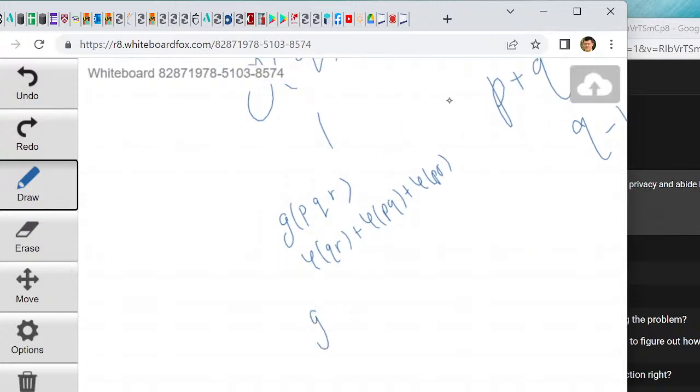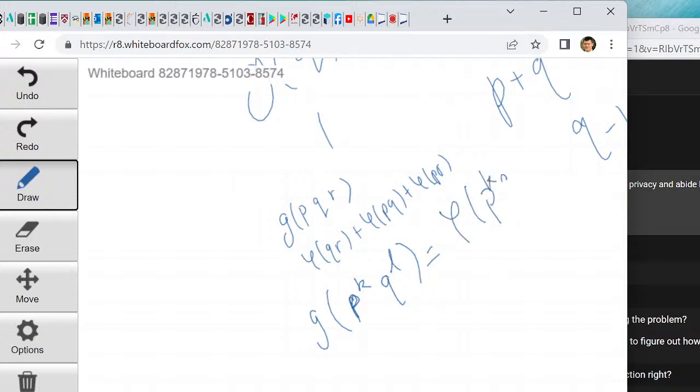If you had G of P to the K, Q to the L, let's say. It's still only P or Q, isn't it? So it's phi of P to the K, Q to the L. That's fine.